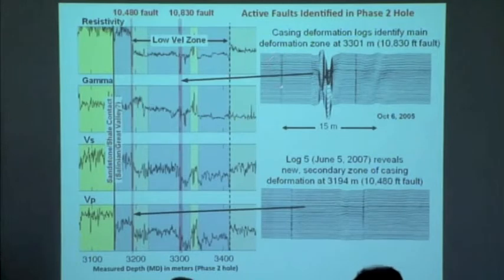And then later on, they looked at the deformation of the steel casing in the hole, and that was how this, for example, shows the deformation here where the major deformation was occurring in the CDZ, and then a very small deformation signature identifying the SDZ here.